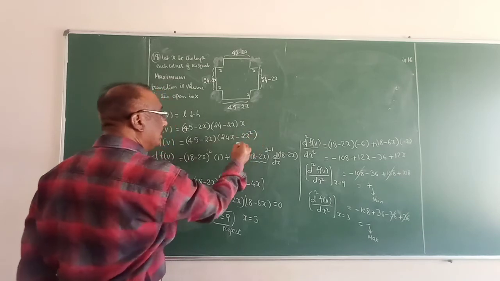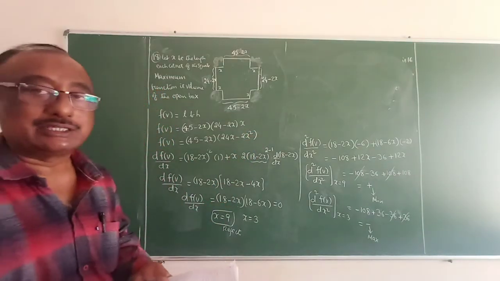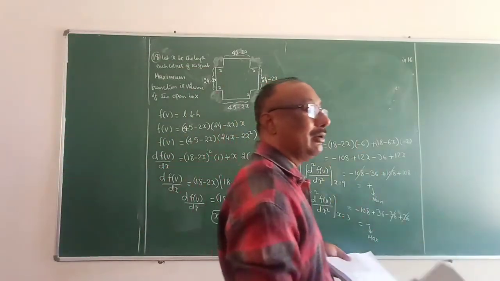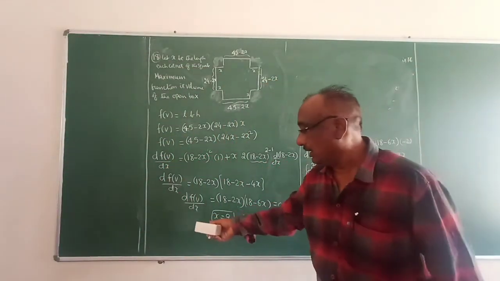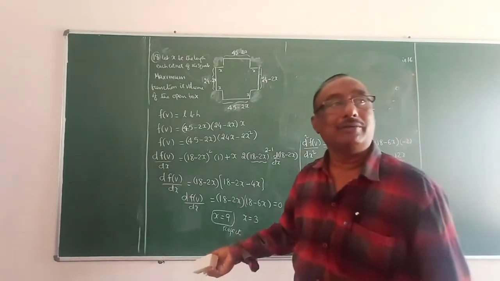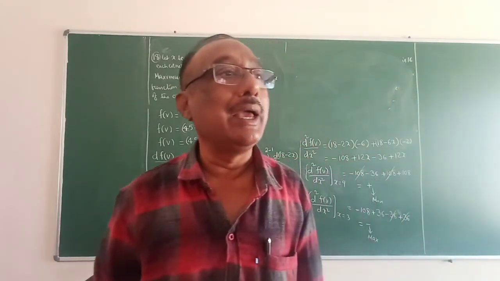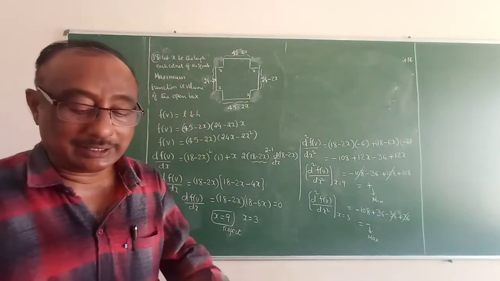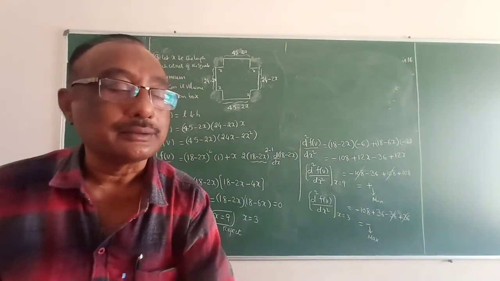Now apply the u into v formula. Maximum is required. We get two x values, but only one will give the maximum. One is 9 and one is 3, but 9 will fail because it gives the minimum value. X is equal to 3 gives the maximum value. We take the maximum.